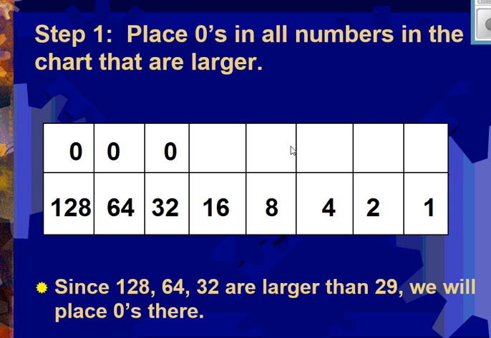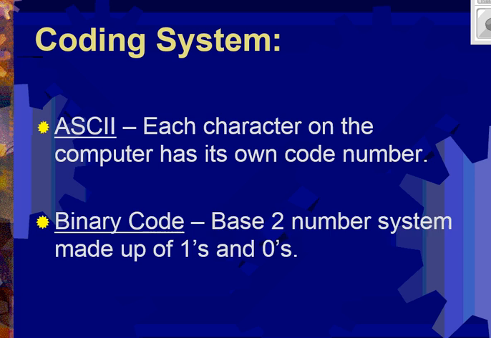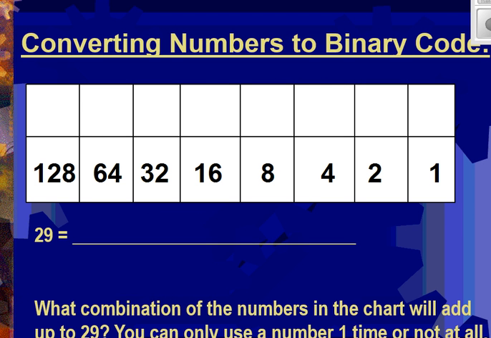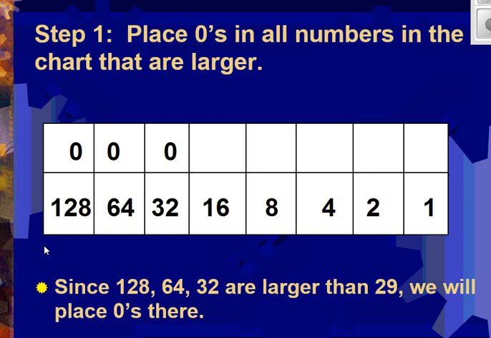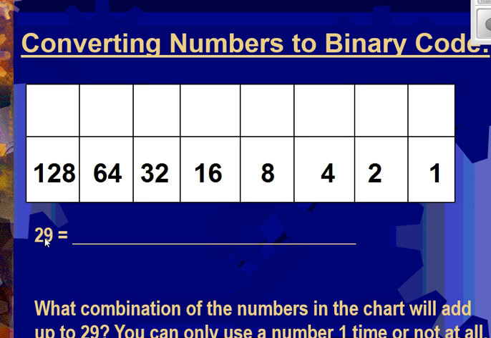Alright, so this is your short tutorial on how to work with binary numbers. So here we go. Binary numbers, here you're looking at the bits: 128, 64, 32, 16, 8, 4, 2, 1. In this example, we're going to use the number 29 and try to figure out what combination will allow us to do this.